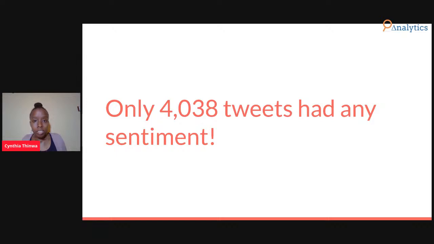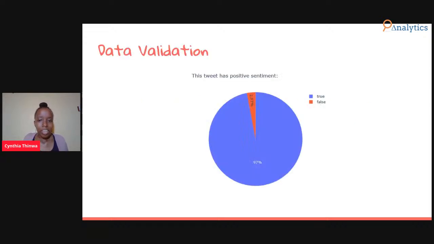And one surprising thing that I found was that out of the 27,000 tweets, only 4,000 tweets had sentiment, which made the story very interesting. And an overwhelming majority of the tweets were positive. So very few were negative tweets.